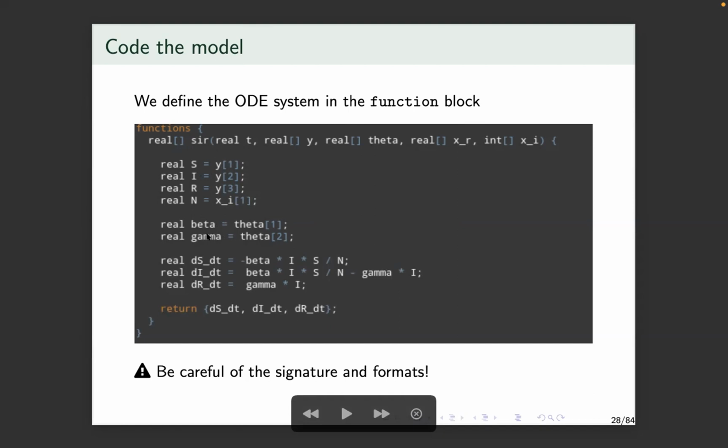Then we encode the rates of the ODE. These are the last 3 lines. The intuition of any ordinary differential equation of first order is that we provide the rate, so the speed of change of the volume of each compartment. And what we return are the derivatives of each of those compartments.